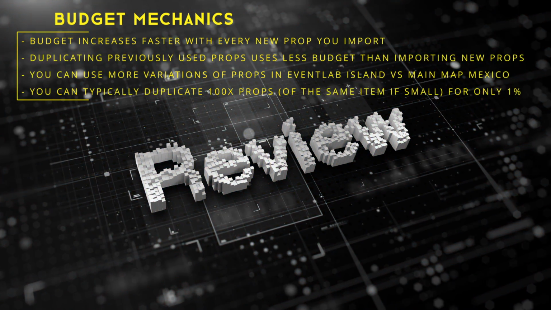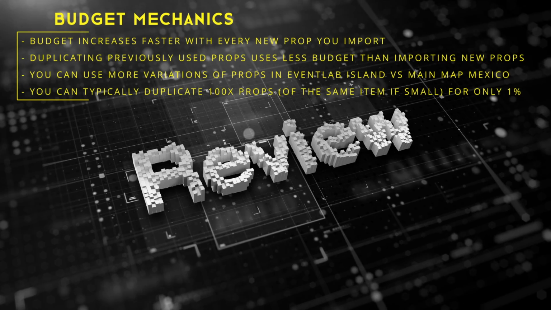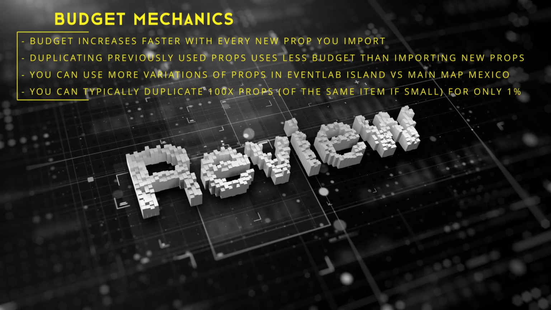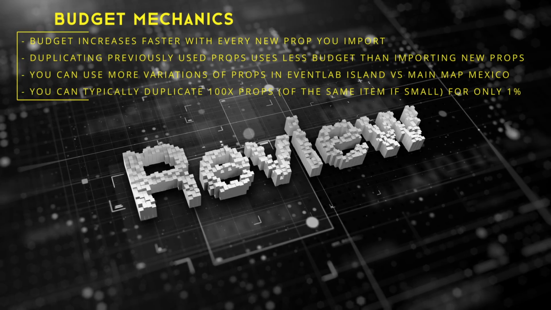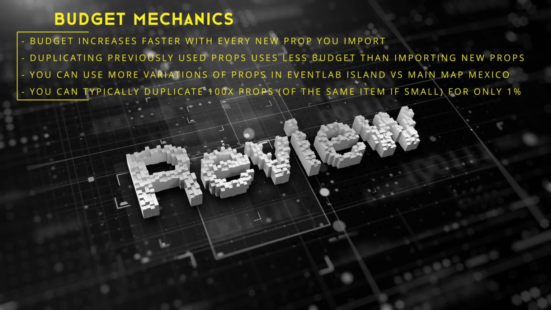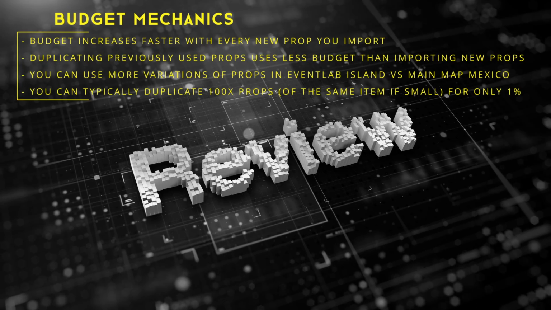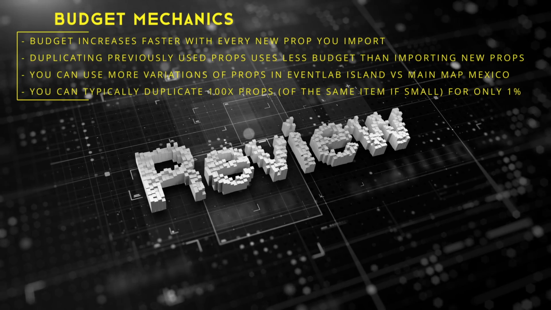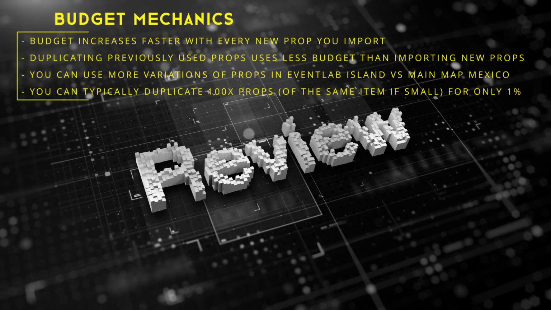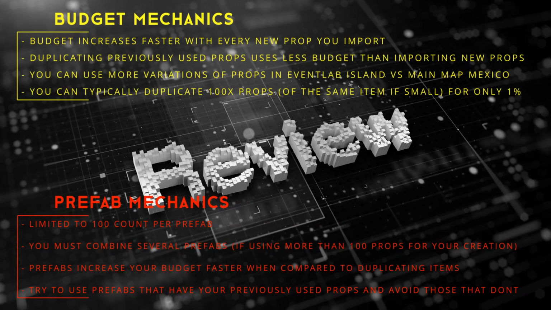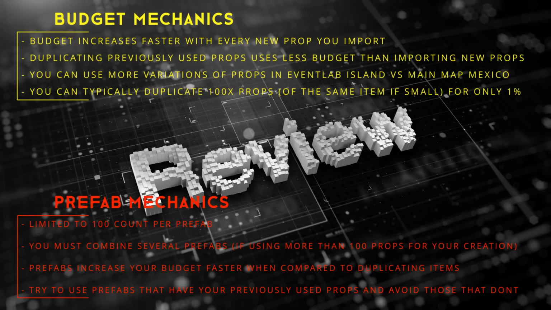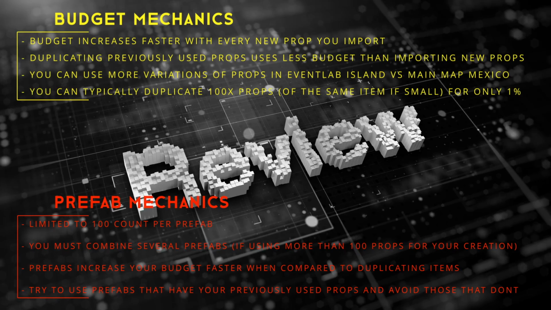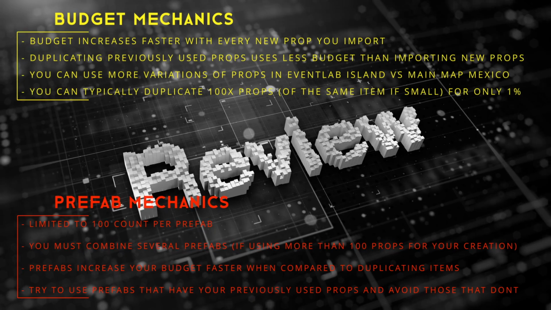Let's review the budget mechanics. Budget increases faster with every new prop that you import. Duplicating previously used props will use less of your budget than importing new props altogether. You can use more variations of props in Eventlab Island than you can when building in the main map of Mexico. You can typically duplicate about 100 props before you see a 1% increase in your budget, especially if you're using a smaller prop. Remember, prefabs are limited to 100 items, so if you're trying to create a large item that's several hundred props, you're going to have to combine several prefabs.